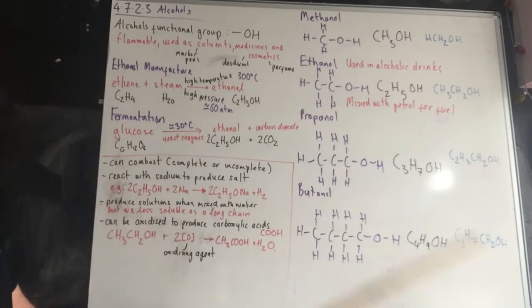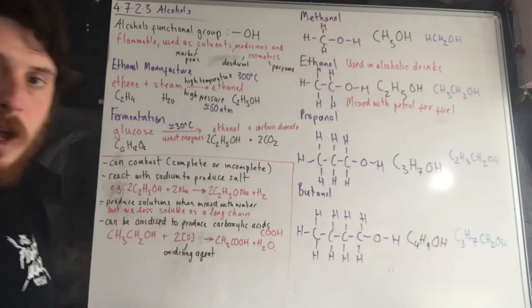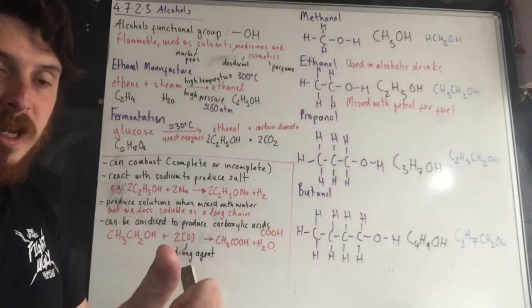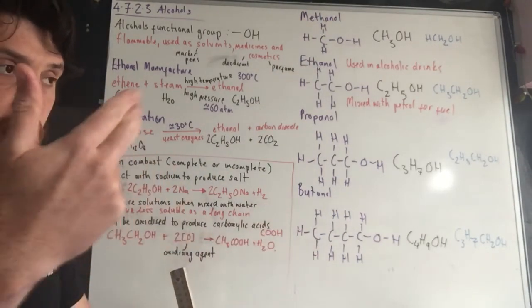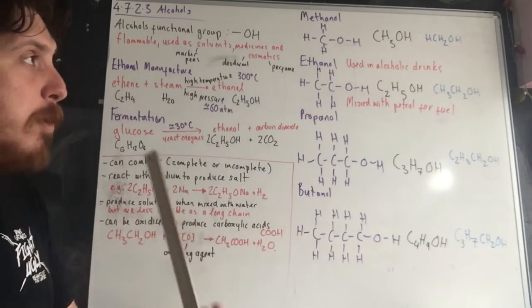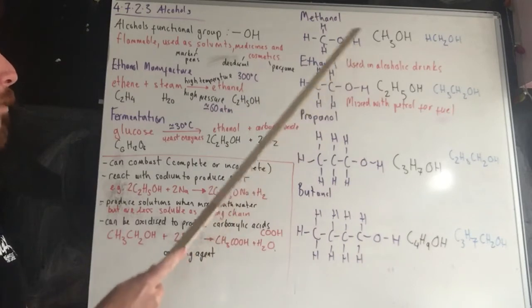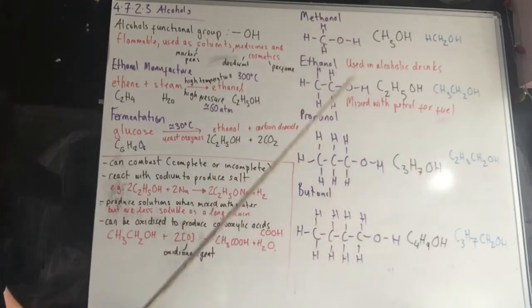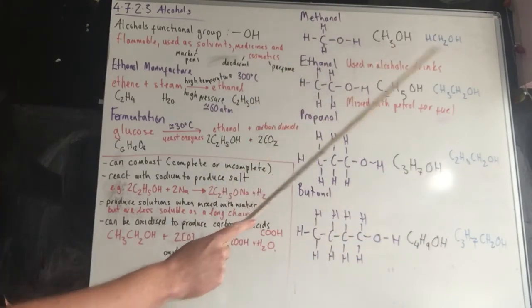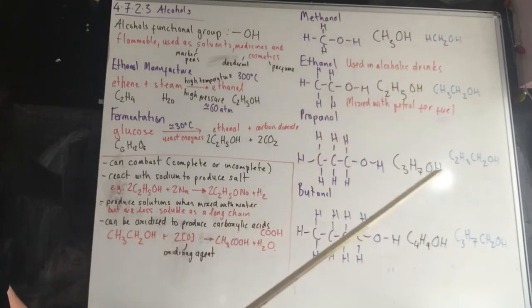So, if we have a look at methanol, remember that the alkanes go methane, ethane, propane and butane. It follows the same naming sequence. So one carbon is methanol. It looks like that, and it can be written as either of those.